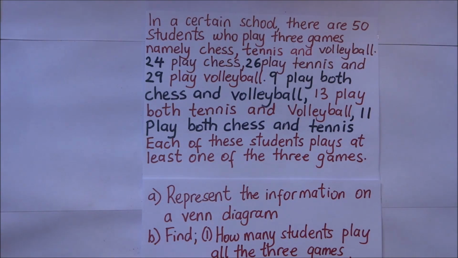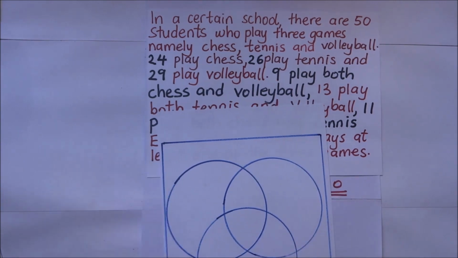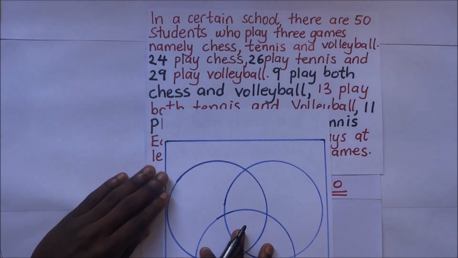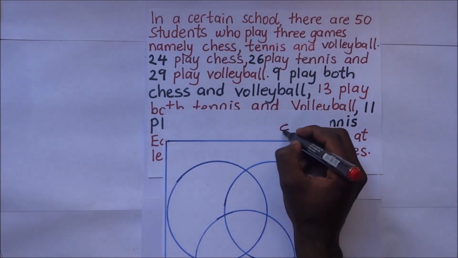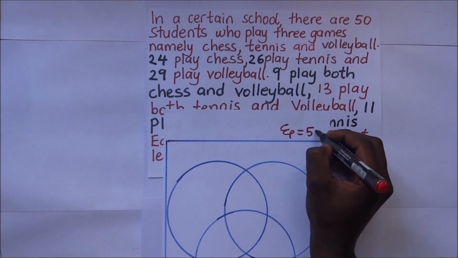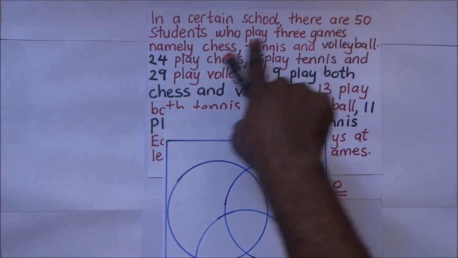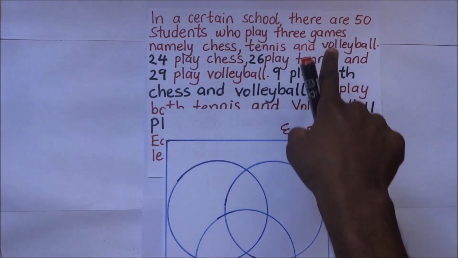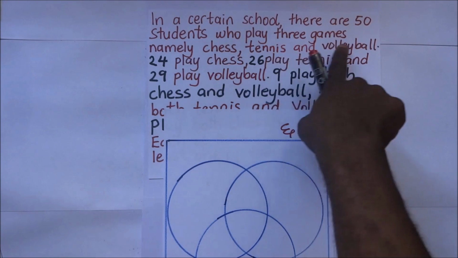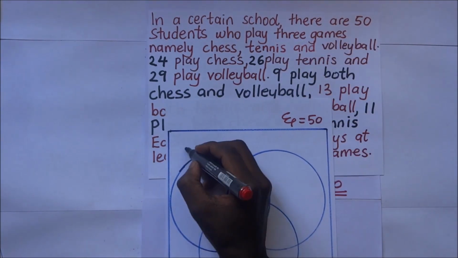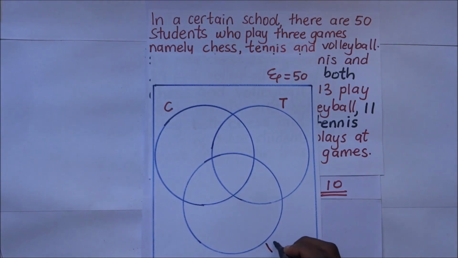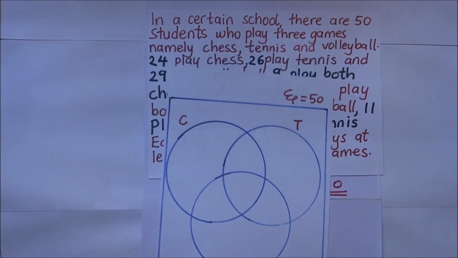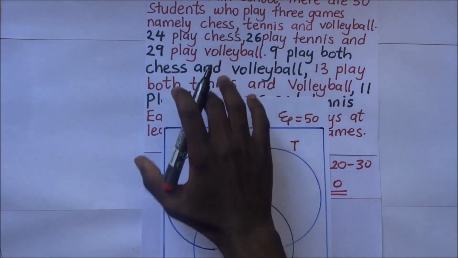So this is our Venn diagram. In this Venn diagram, we have 50 students. So our universal set is 50 students. And these 50 students are playing 3 games. These games are chess, tennis, and volleyball. So we shall say it is chess, tennis, and volleyball.